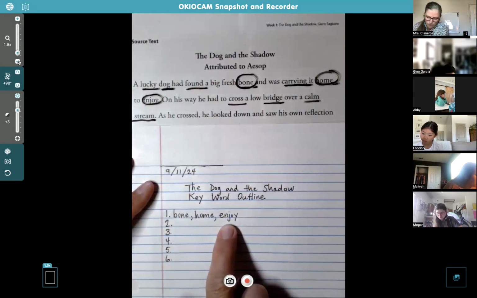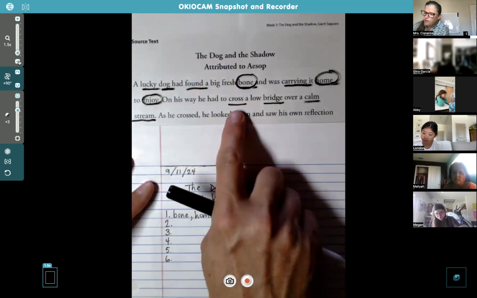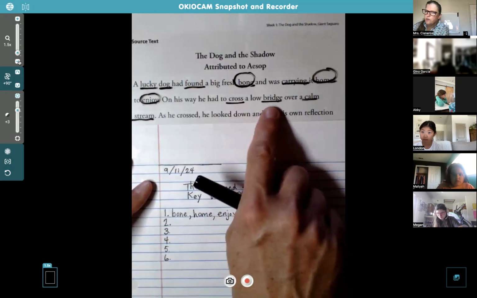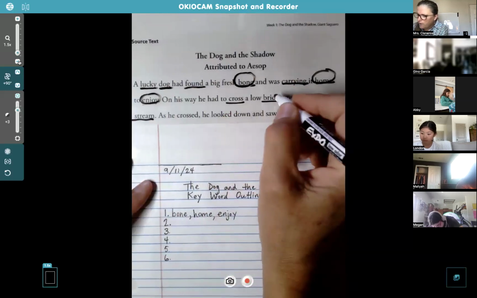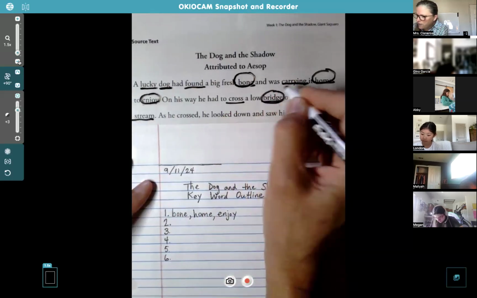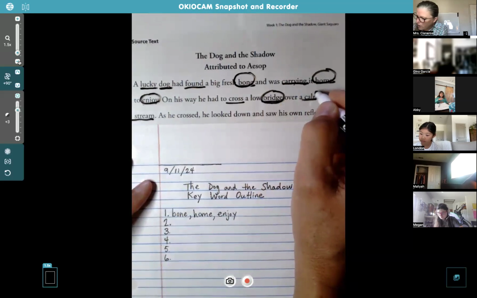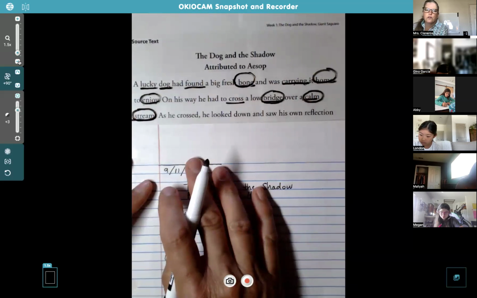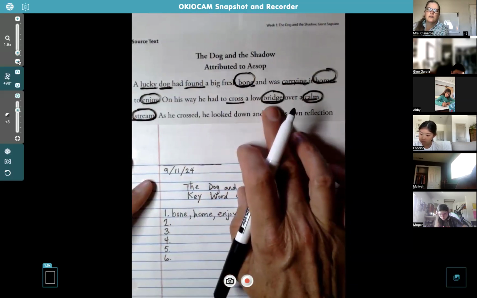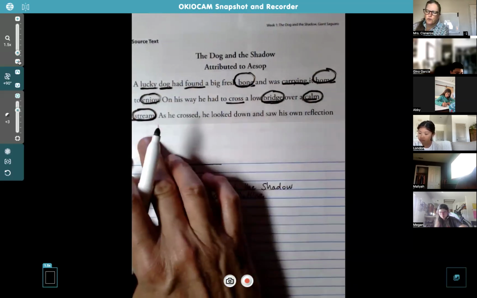So I think I'm going to pick, I'm not going to use cross because if I see the word bridge, I already know in my head that the dog is going to walk across the bridge. So I'm not going to use cross. I want to use bridge. Go ahead and circle bridge. And then I want to use calm. That's important to know. And stream. So circle bridge, calm, stream.